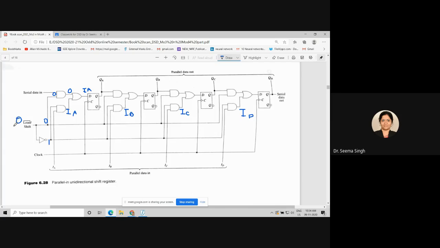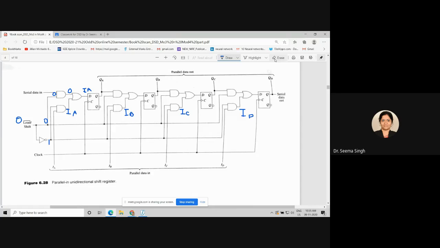So when load is equal to 0, your parallel data in gets loaded as the input of the 4 D flip flops. At the first clock cycle, this combinational circuit will work, and your IA, IB, IC, ID becomes the input of your 4 D flip flops. In the second clock cycle, QA will become equal to IA, QB to IB, QC to IC, and QD to ID. So all the 4 outputs will become equal to the input in parallel data out. So this is the case of parallel in, parallel out.